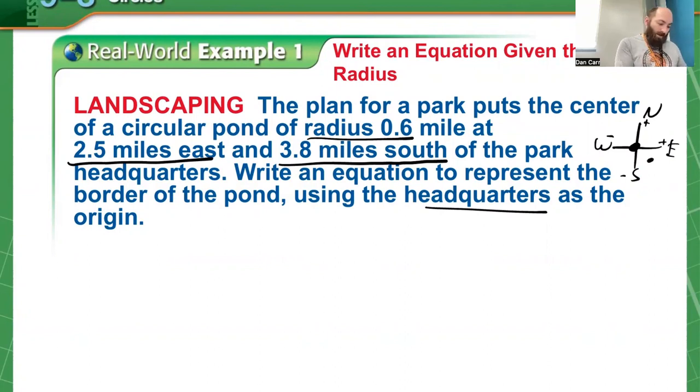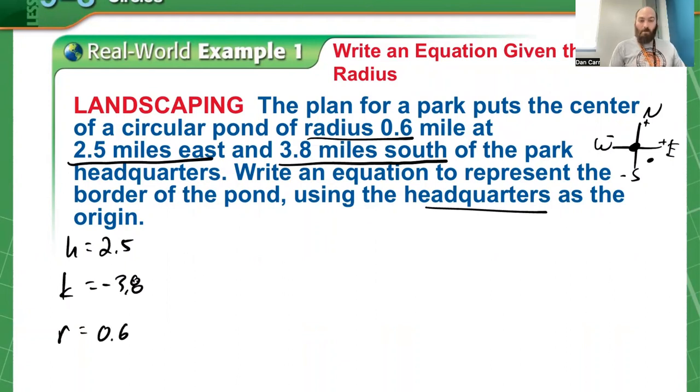That means for my h value, if it's going east, that's the x direction, so h equals a positive 2.5. The k value is going to go 3.8 miles south, so it's a negative 3.8. The radius is 0.6.